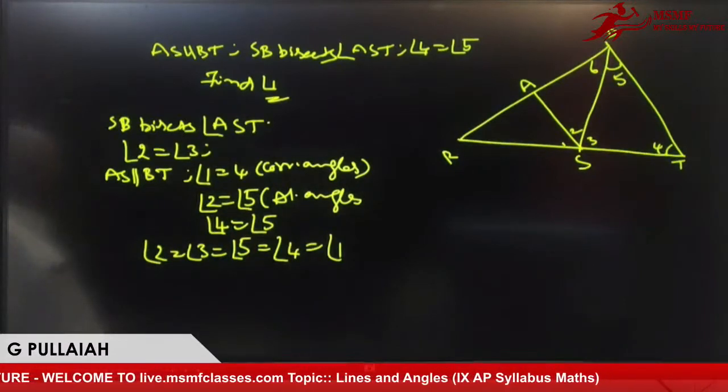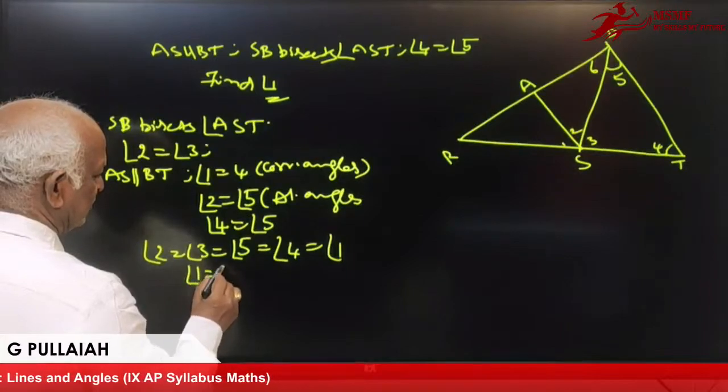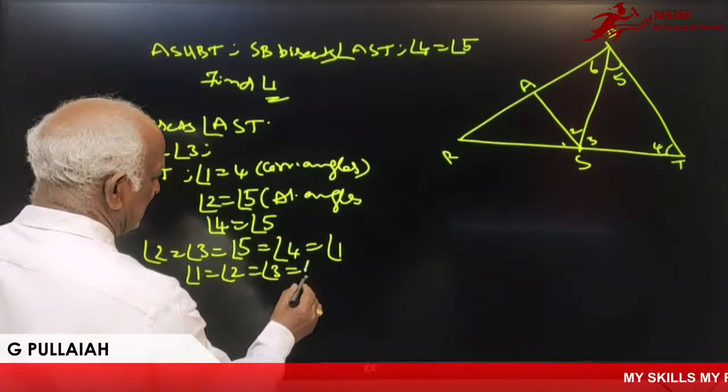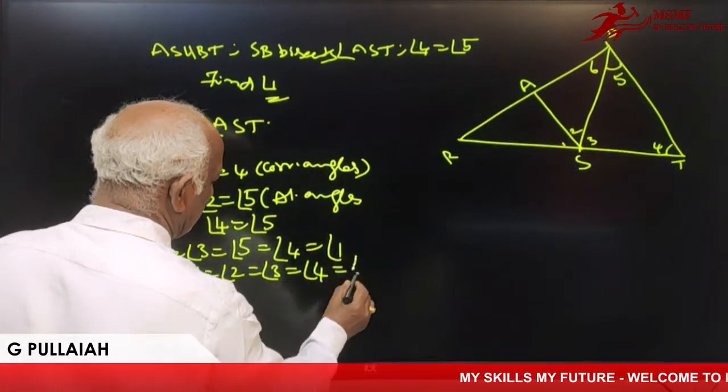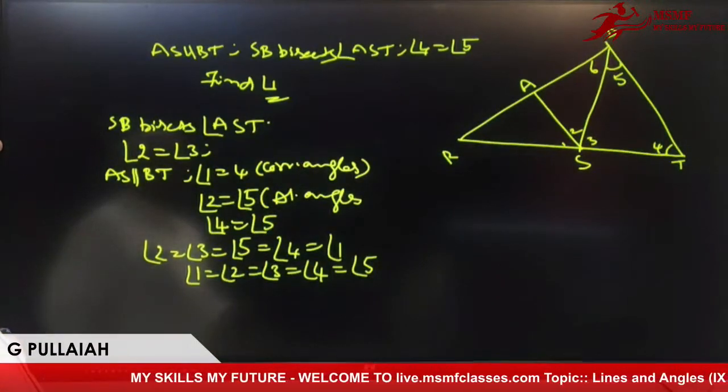So what do we observe? We observe that angle 1 is equal to angle 2, that is equal to angle 3, that is equal to angle 4, that is equal to angle 5. And you think very carefully here.